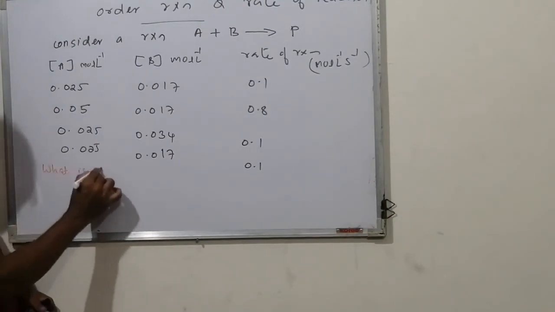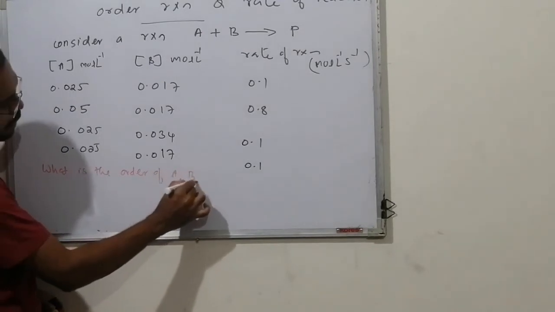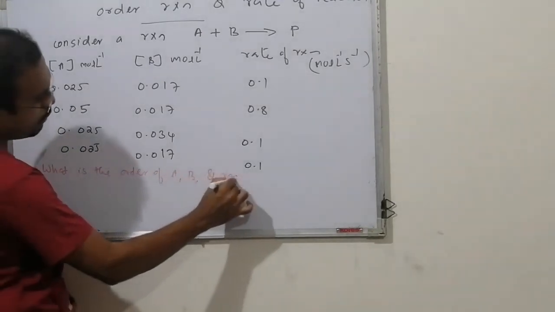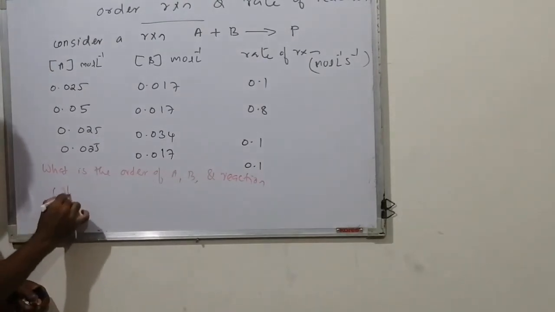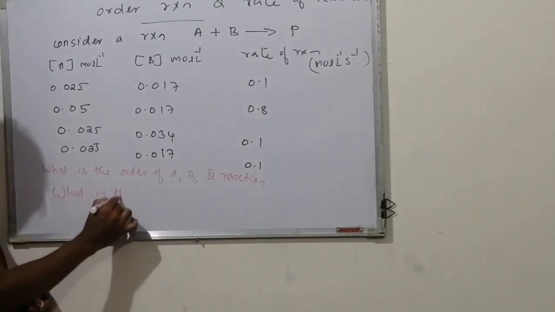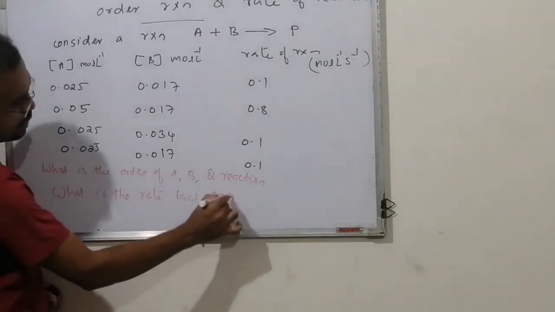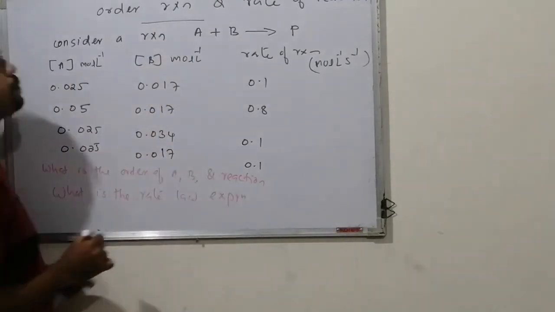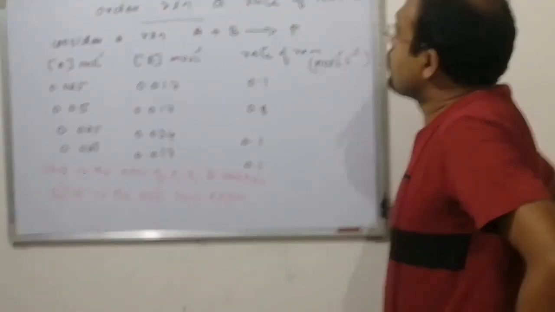What is the order of A, B, and the reaction? What is the rate law expression? What is the rate law expression of this reaction? Right? This is a question.